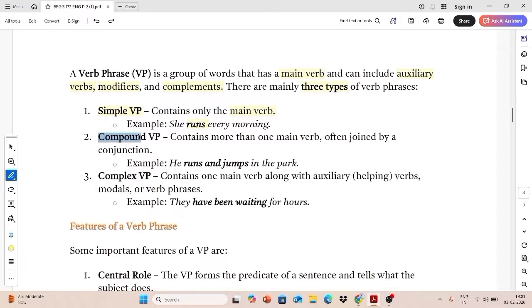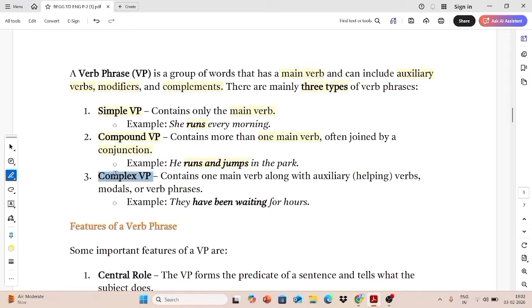When we see a compound verb phrase, a more complex verb phrase, it contains more than one main verb, often joined by a conjunction. Example, he runs and jumps in the park. Where is he running and jumping? He's running and jumping in the park. So we can see two verbs here, runs and jumps.